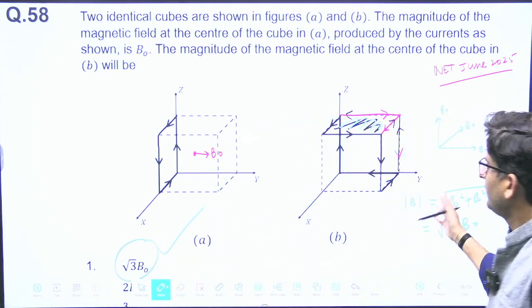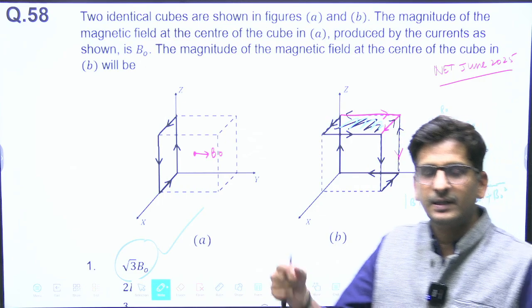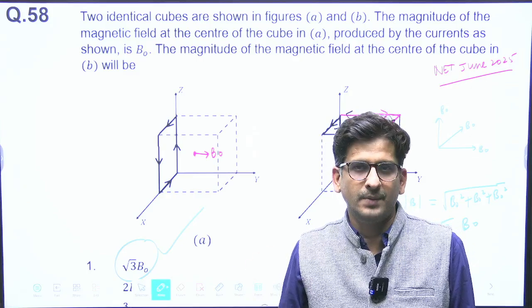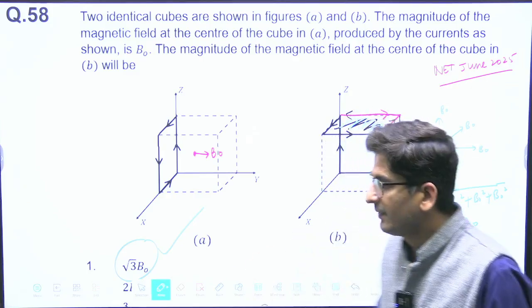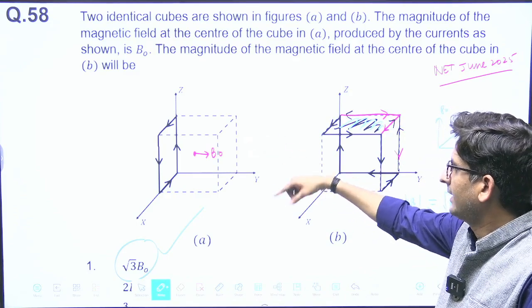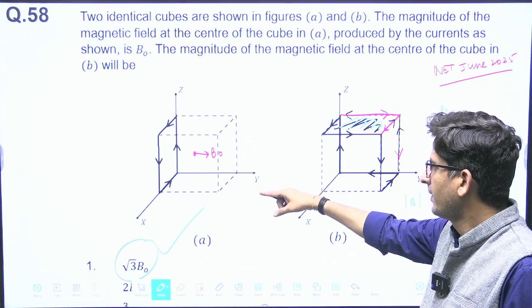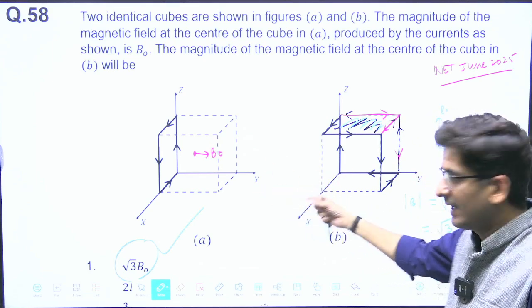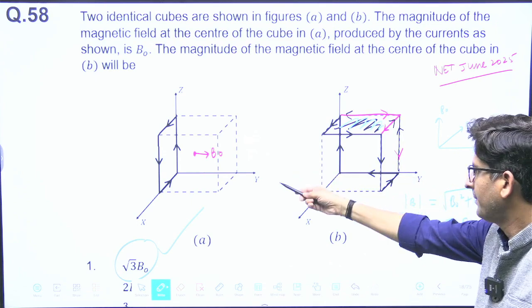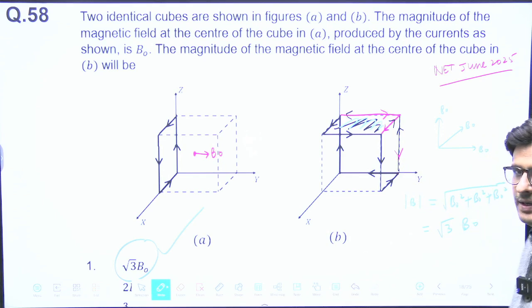If you calculate the magnetic field due to each length, you have to do a lot of geometry and calculations. But if you just use the fact that the magnetic field due to a square loop is given, and try to make squares and use that magnetic field here, it becomes very, very straightforward.